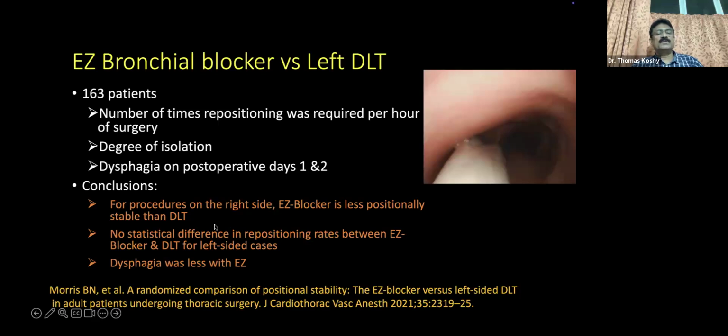The study concluded that for procedures on the right side, the EC blocker is less positionally stable than the double lumen tube. There is no statistical difference in repositioning rate between the EC blocker and the double lumen tube in left-sided cases, but dysphagia was less with the blockers. Consistently, all studies have shown that blockers have fewer complications compared to the double lumen tube.